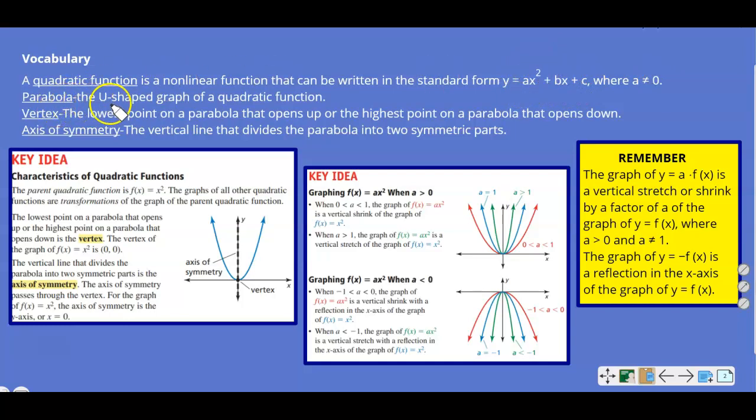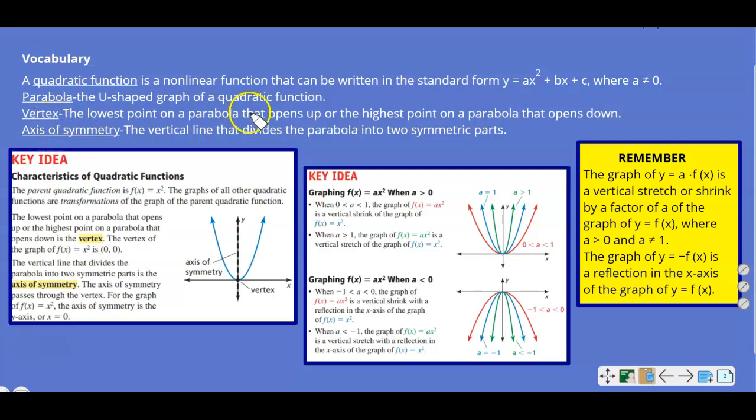A parabola is a U-shaped graph of a quadratic function. So if we talk about a parabola, we're talking about the graph of a quadratic function, and it's always going to be a U-shaped graph, and it either turns up or down. It will never be side to side. If it's side to side, it would not pass the vertical line test, and it would not be a function. So remember, a parabola is a U-shaped graph of a quadratic function.